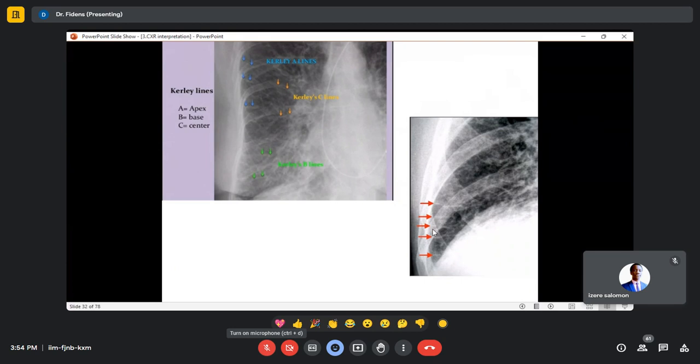Which Kerley lines are these ones? Who can answer me? B. These are Kerley B lines because they are peripherally located at the base of the lung. Okay? Can you see them? They are very clearly seen, but they are clearly seen because it is magnified. Normally, you should have a second eye, a third eye to see this on a normal chest radiograph without magnification.